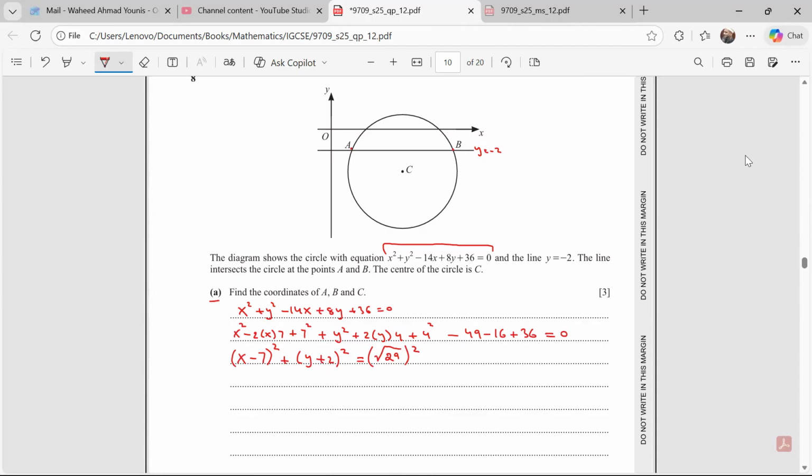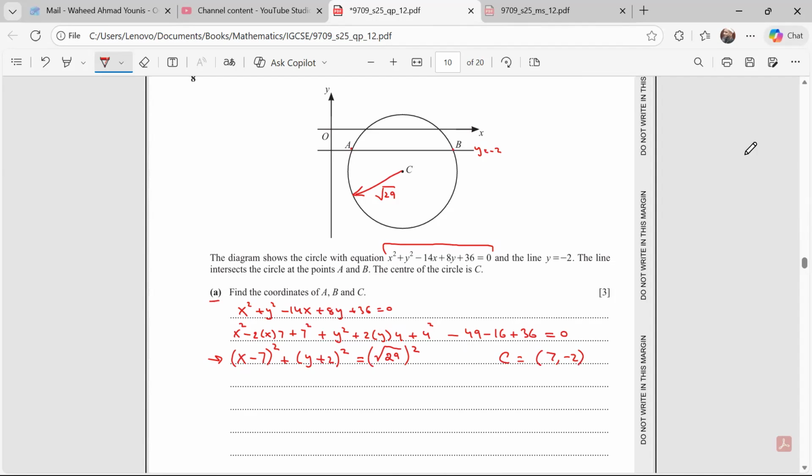Okay, so now from this expression, I know that the center of the circle, the coordinates of point C, is (7, minus 2). And the radius of this circle is under root 29. So the radius is just the square root of 29. Okay, so the way I wrote this equation in this form, it gave me this information.